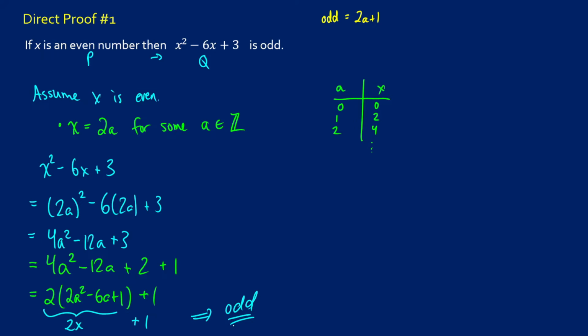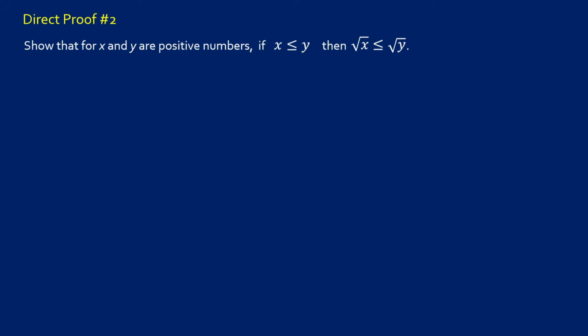So this might seem like, how do I know what to do? Well, the thing is, you need to see a lot of proofs in order to understand what to do, because we have goals. What I said our goal was here was to show Q was true. To show this is odd, I give a definition of an odd number, so we're trying to do algebraic manipulation to get to that form. And that takes some time and some practice. Let's try another direct proof.